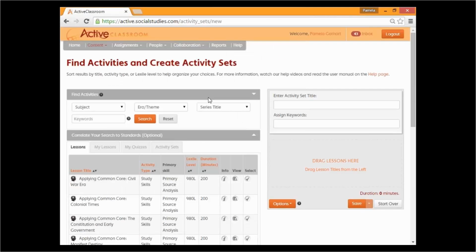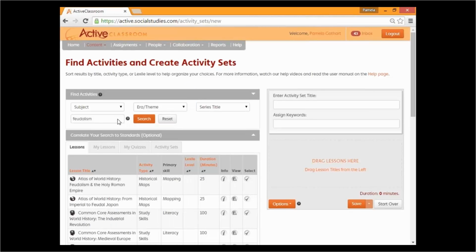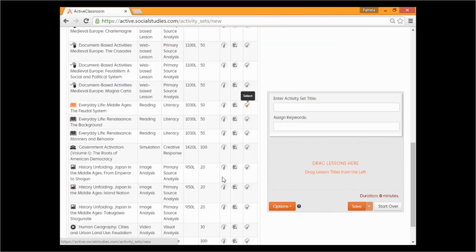There are other ways in which we can differentiate. Of course, we always want to start with resetting our search because we don't want anything to throw a glitch in our search. And this time, we're going to come in and we're going to use the term feudalism for our keyword. Feudalism and search. Now let's see what we have. We have quite a variety of resources here from which to choose, and we are going to choose a reading, and the reading is going to come from Everyday Life, Middle Ages, the Feudal System. So let's open that up.